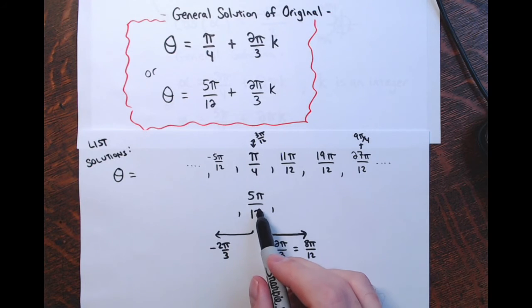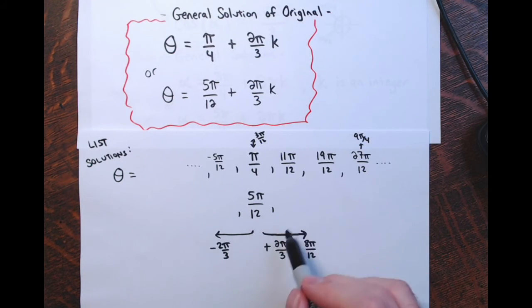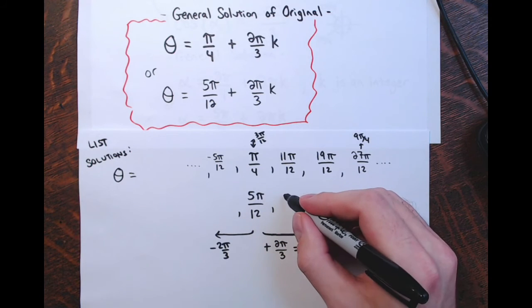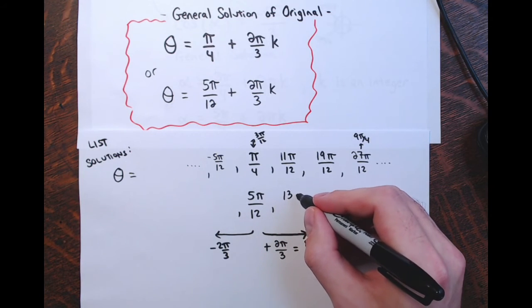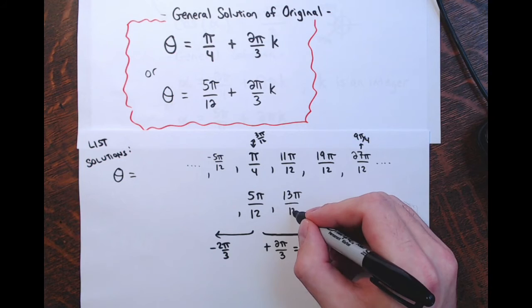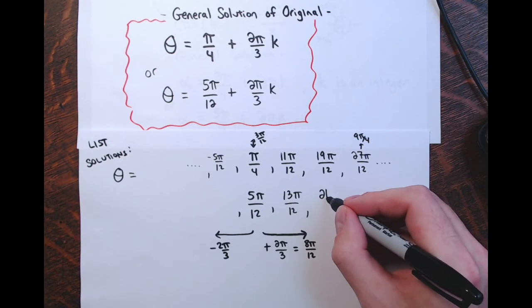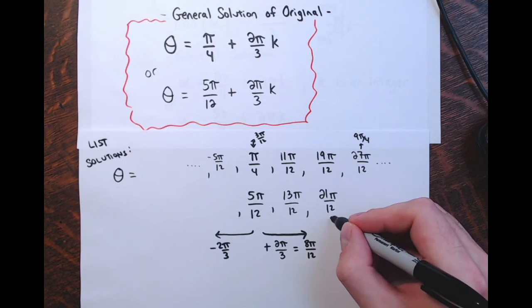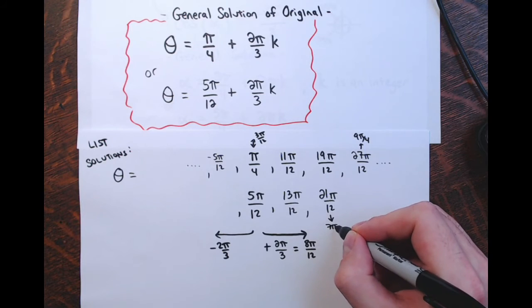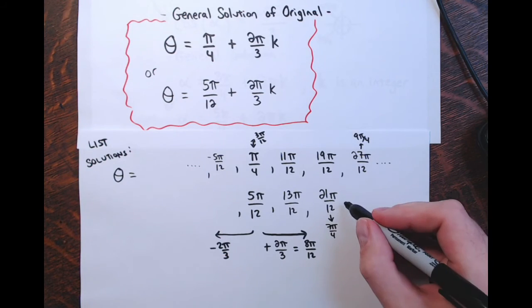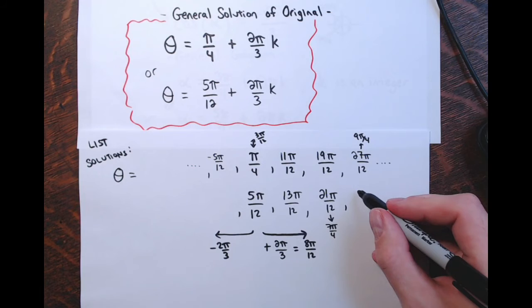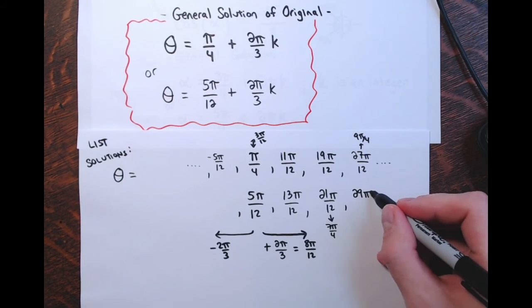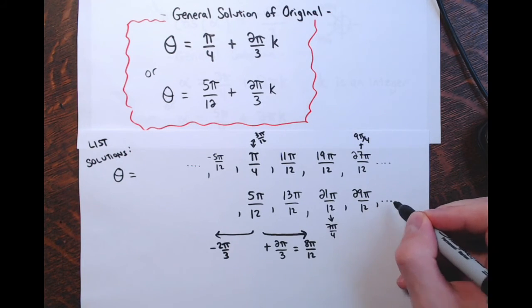All right, then 5 pi over 12, do the same thing. I just keep adding 2 pi over 3. Well, if I add 8 pi over 12, that'd be 13 pi over 12. Add it again, you get 21 pi over 12, which would reduce to 7 pi over 4. Right? And add one more, you'd have 29 pi over 12, and so on.